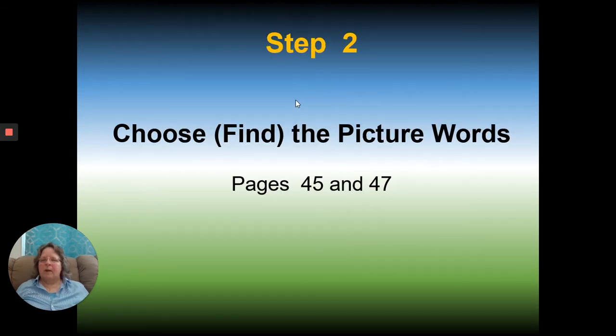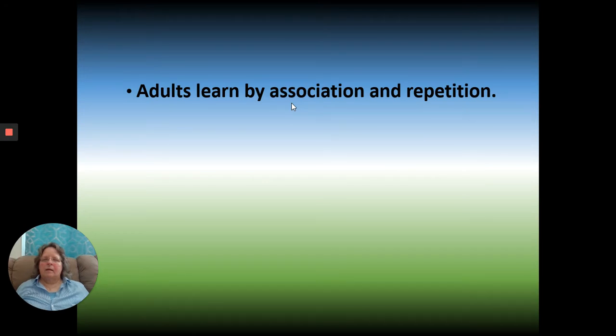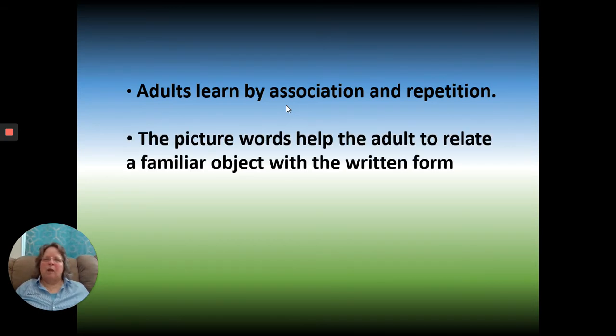You can find this on pages 45 and 47 of your manual if you want to follow along in that. It's good to remember that adults learn by association and repetition. So adults have a large data bank of knowledge that they bring with them to the learning process, and it's a matter of helping them to associate what they already know with a new element.